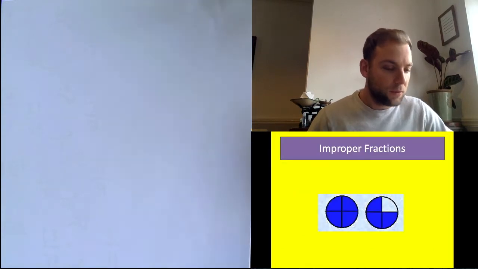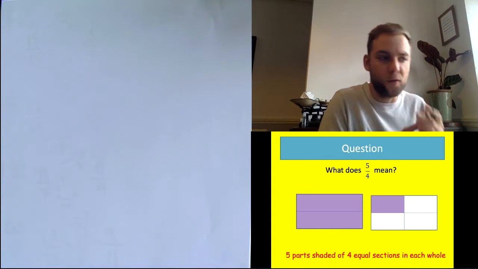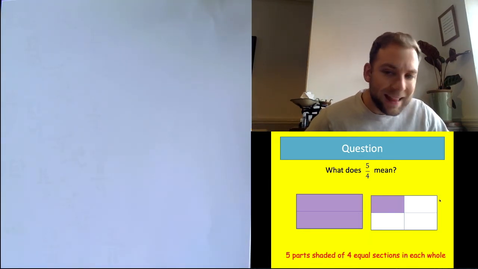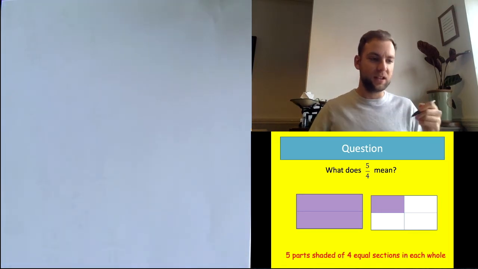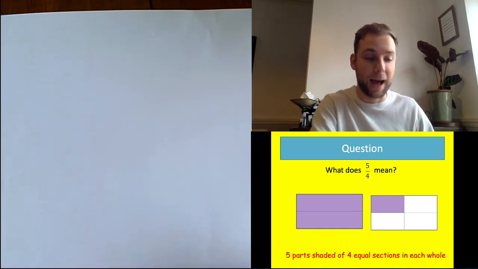Now, there is another way I can write this. Here I've got 5 out of 4, but you can also see that I've got 1 whole and a quarter shaded. Now, these are the two different ways. So today, as I said, we're going to be looking at improper fractions and mixed numbers.